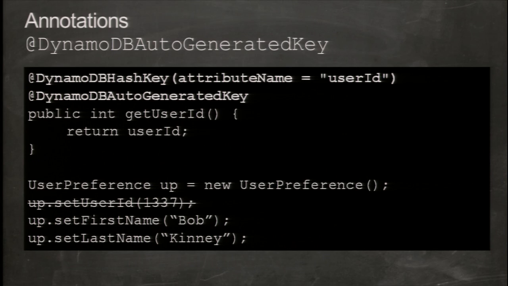Next, we have the DynamoDB AutoGenerated Key. What it does is fairly self-explanatory. In our previous example, we were setting the user ID explicitly. But if we don't have any reason to actually have our application set the user ID programmatically, we can have the mapper do it for us. So we simply add the DynamoDB auto-generated key, and now we no longer need to explicitly set our user ID. The mapper will do it for us.